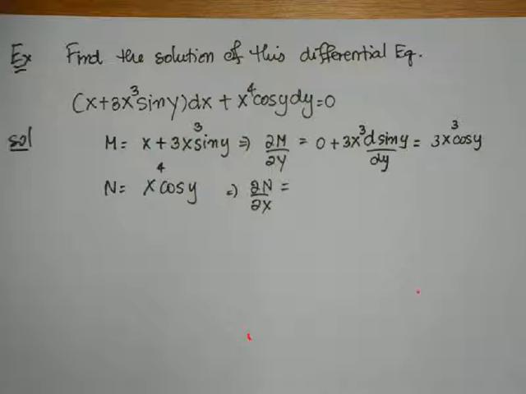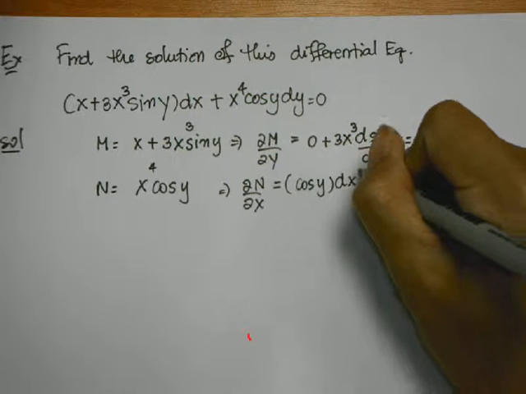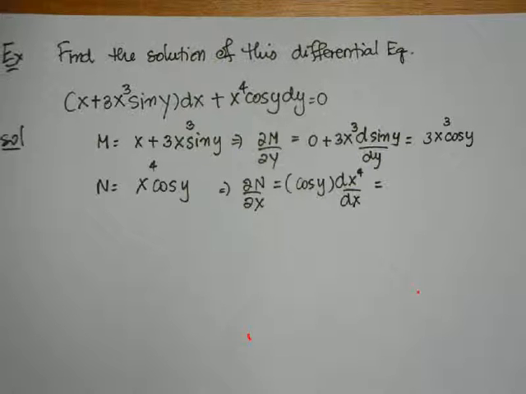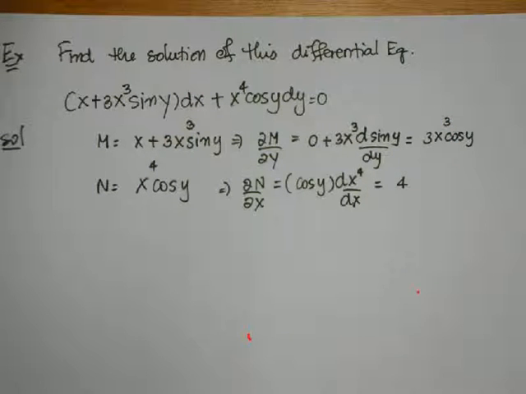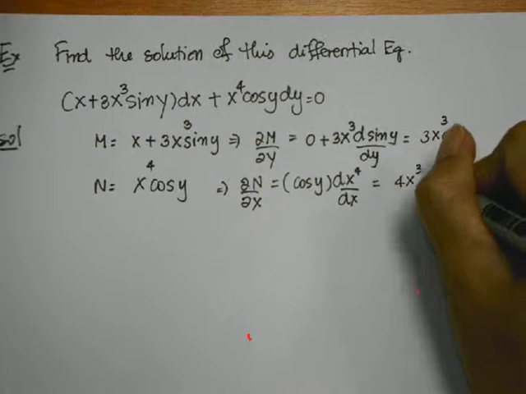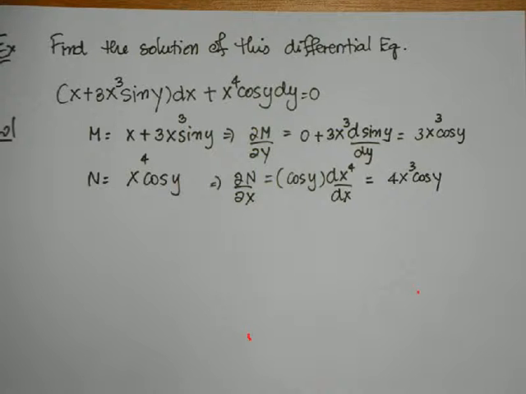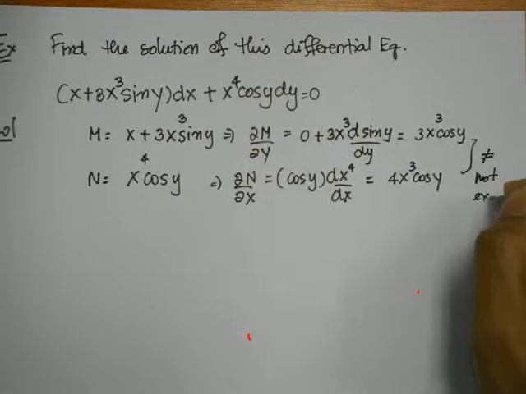Now, derivative of N by x. You look at cos y as a constant. So you would get cos y times d x to the power 4 by dx. What do you get? 4x to the power 3 cos y. Equal or not equal? Not equal, so it is not an exact equation.